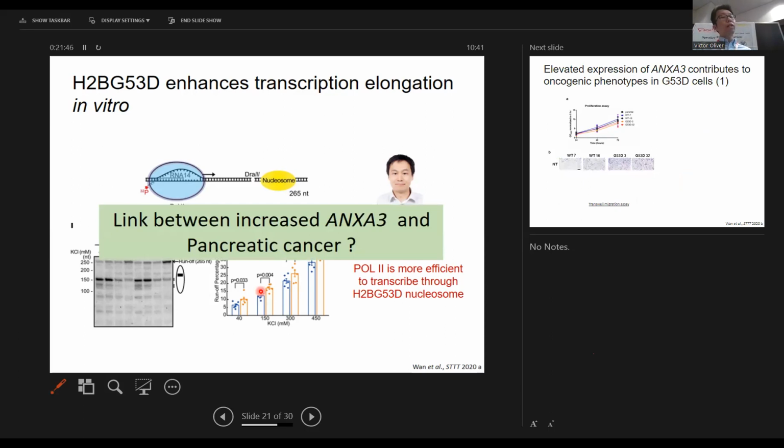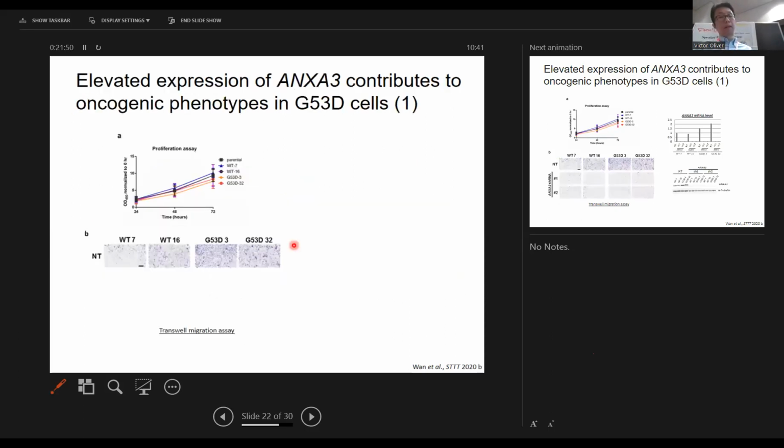So what about any link between the increased ANXA3 and pancreatic cancer development? We performed many different cell assays, including a cell proliferation assay. We didn't see a significant difference between the mutant and wild-type cells. But in the transwell migration assay, we observe a much higher transwell migration of the mutant cells compared to the wild-type cells.